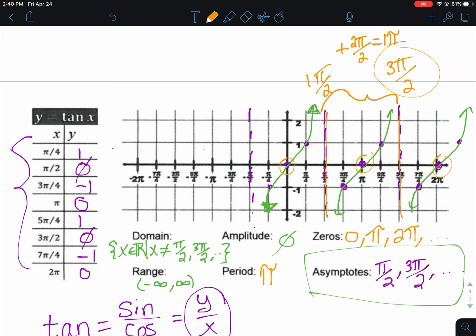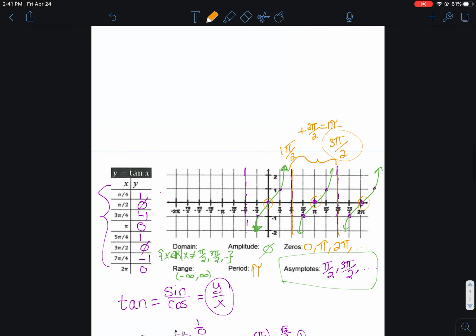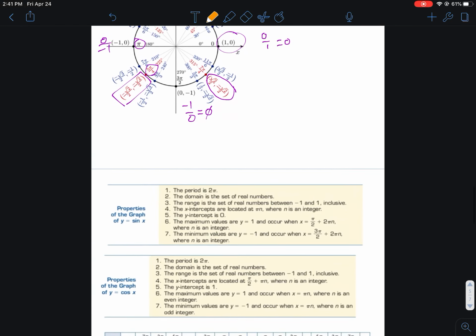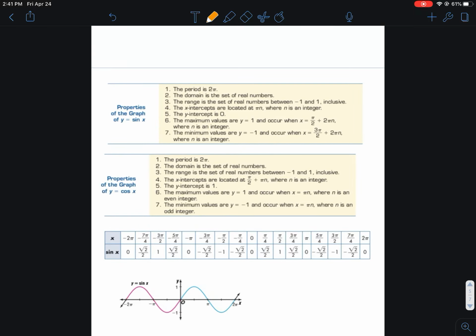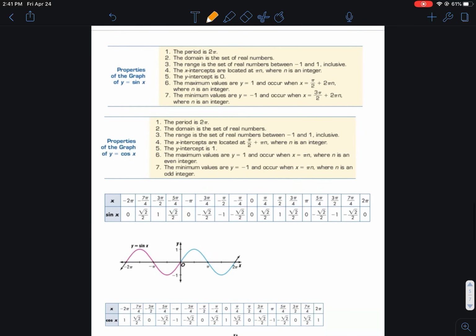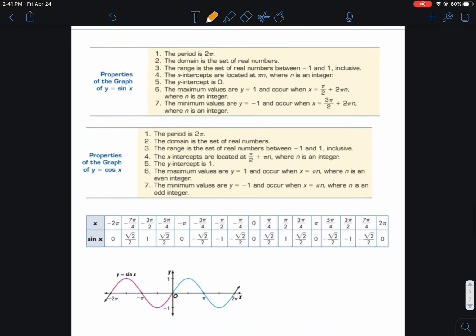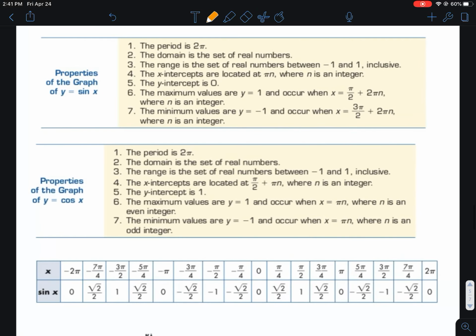So those are your three basic parent functions here. So hopefully you've filled those in. And then here's just a few tidbits about them, if you're still hanging with me. So properties, and we've talked about all these already, but for sine and cosine here, period is 2 pi, so those are the same. Domain, set of all real numbers, same. The range is between -1 and 1.